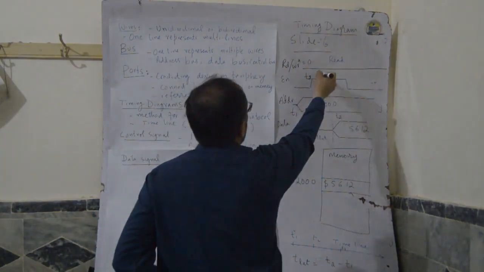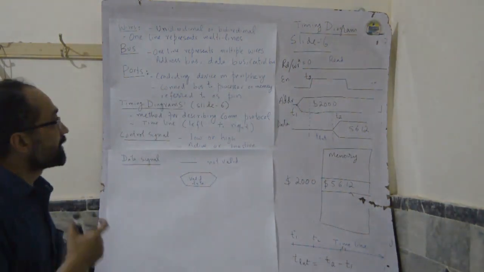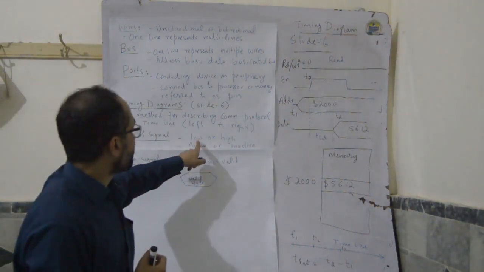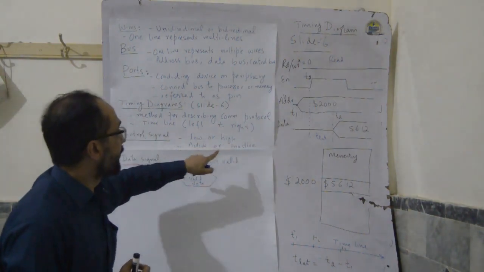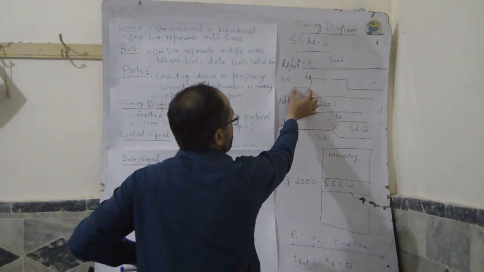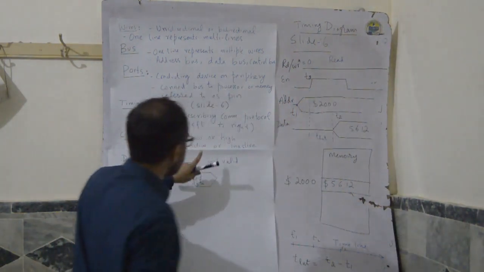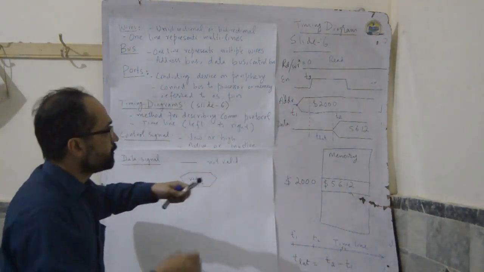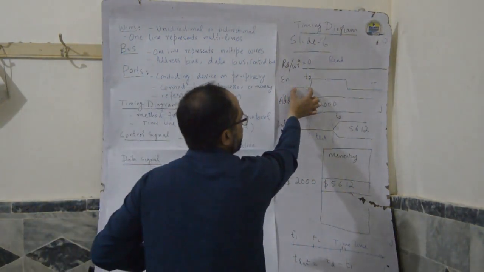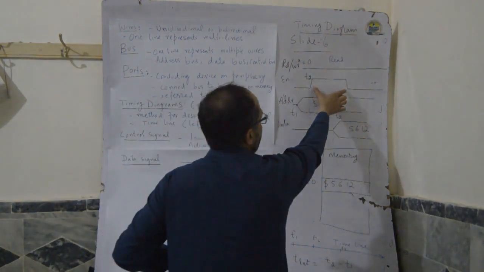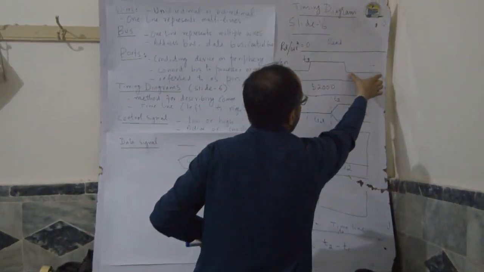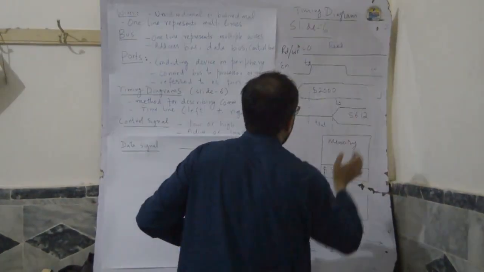rise from 0 to 1. So it's a control signal. So the control signal can either be low or high. So this value is low at this point and it is high at this point. It can be active or inactive. During this point it is inactive, during this point it is active, and during this time period it is inactive.